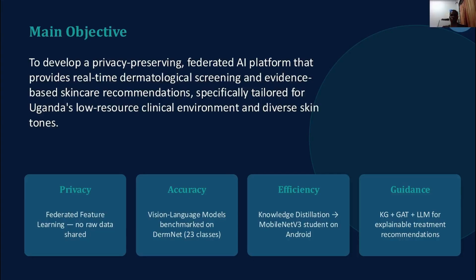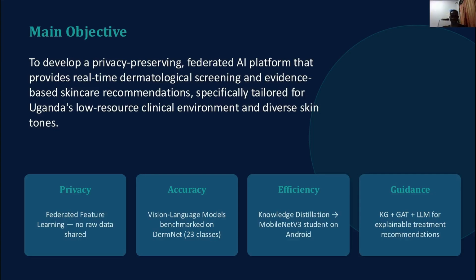So what do we do as a group? Our main objective is to develop a privacy preserving federated AI platform that provides real-time dermatological screening and evidence-based skincare recommendations, which are specifically tailored for Uganda's low-resource clinical environment. And in this, we look at four major things under the objective, which are privacy, accuracy, efficiency, and guidance.